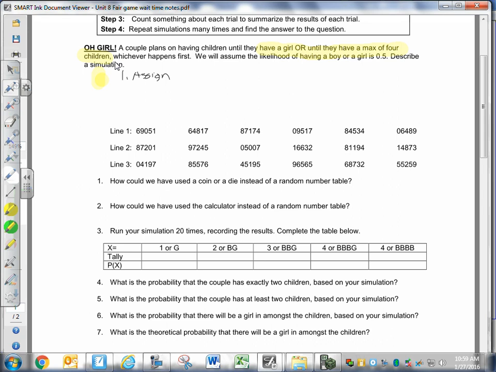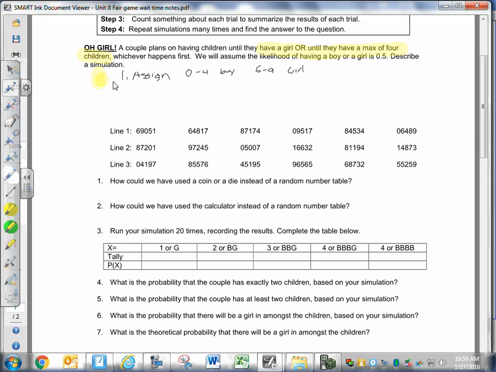What should I assign using random digits for boys and girls? What do we think, Mr. Hull? Probability of having a boy or a girl is 0.5. Is a what? Boy. Okay. Which means 5 through 9 is a girl.